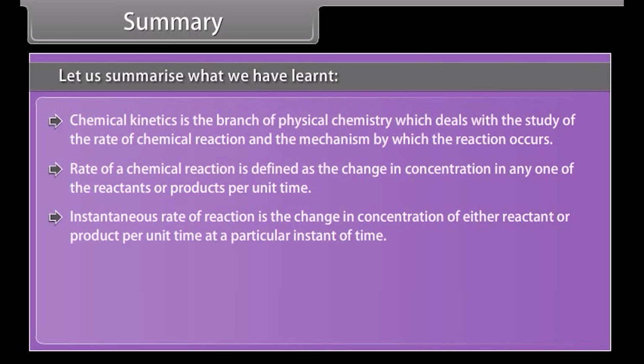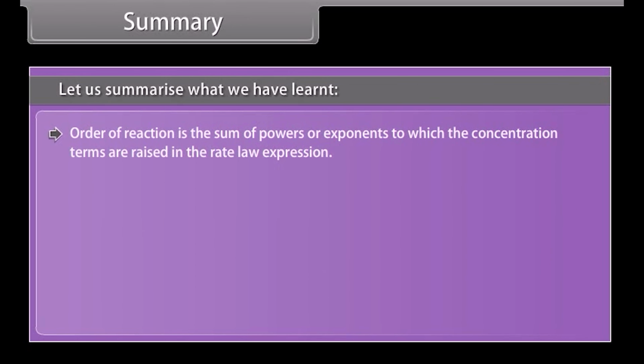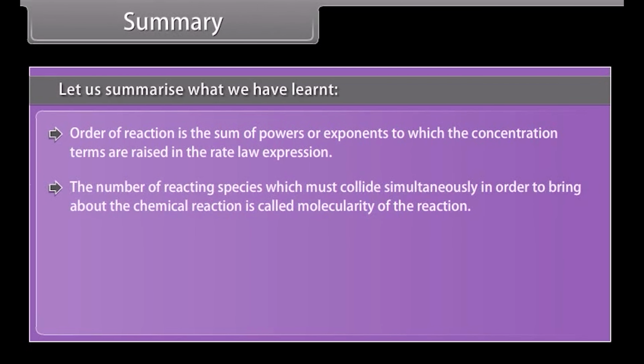At a given temperature, the rate of a chemical reaction is directly proportional to the product of molar concentrations of reacting species, with each concentration term raised to the power equal to the numerical coefficient of that species in the chemical equation. Order of reaction is the sum of powers or exponents to which the concentration terms are raised in the rate law expression. The number of reacting species which must collide simultaneously in order to bring about the chemical reaction is called the molecularity of the reaction.